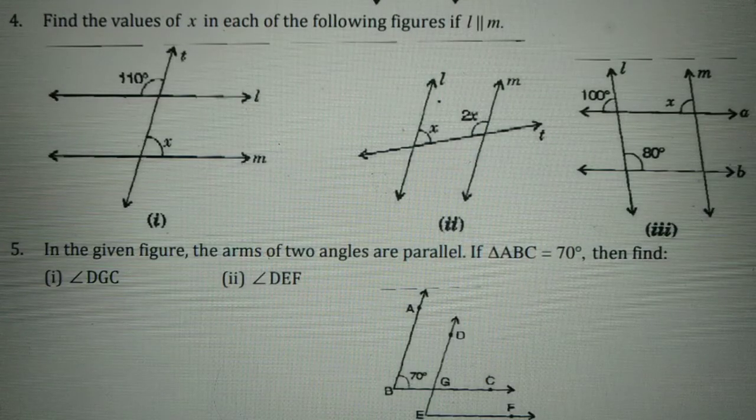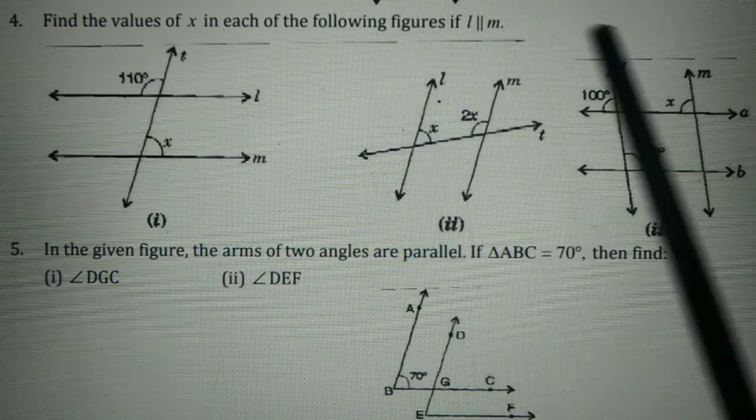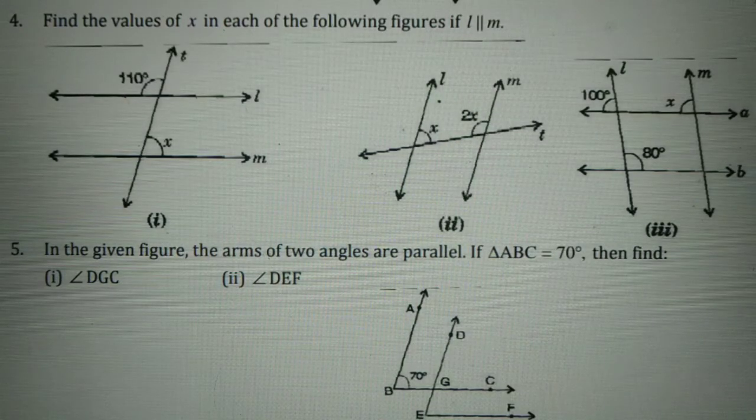Now students, the next question, the fourth question. Find the value of x in which of the following figures if L is parallel to M. Now it is given that the line L is parallel to M. So we can use the property of corresponding, alternate, or linear pair angles, or angles on the same side. Now let us start with this. We have to find out the unknown angle, that is the value of x.